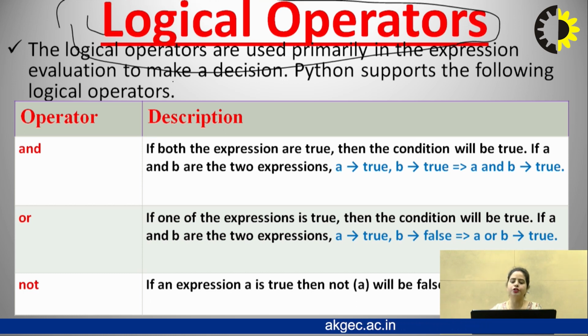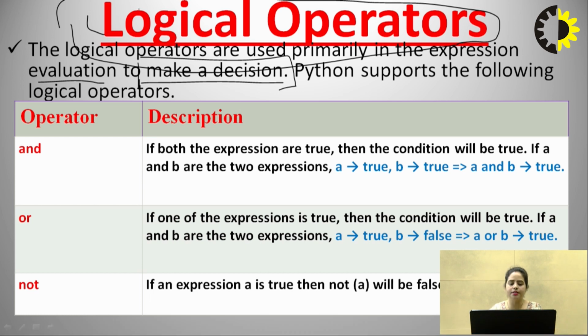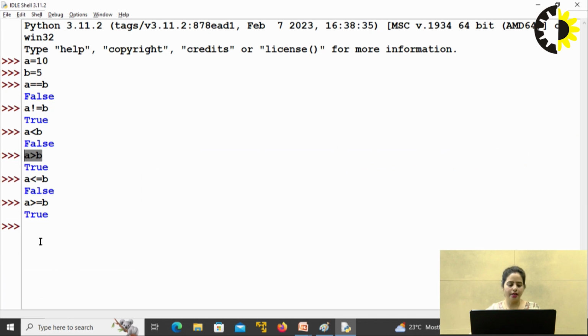Now what is a logical operator? Logical operators are used primarily in expression evaluation to make decisions. Now what is a decision? When we use if-else statements, they are known as decision making statements. In these decision making statements, we take decisions on the basis of the result of these logical operators. Now what are these logical operators? We have three logical operators. One is your AND operator, second OR, third one is your NOT operator. Let's go with an example.